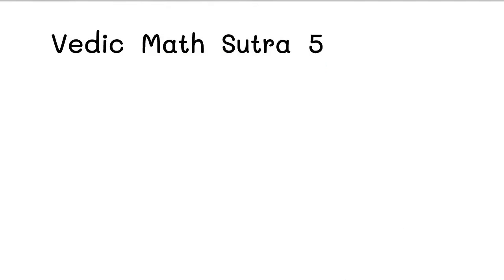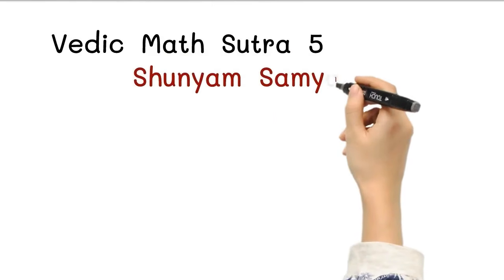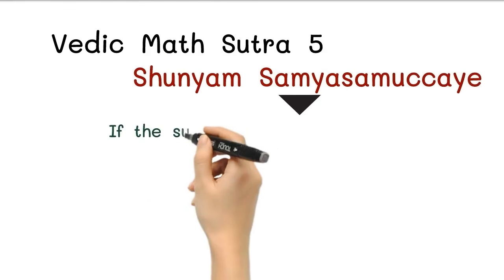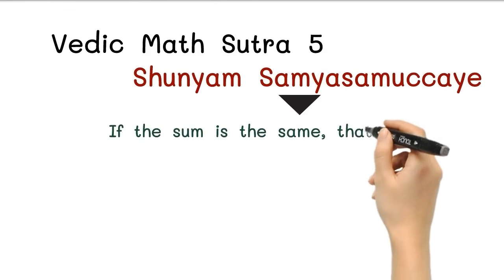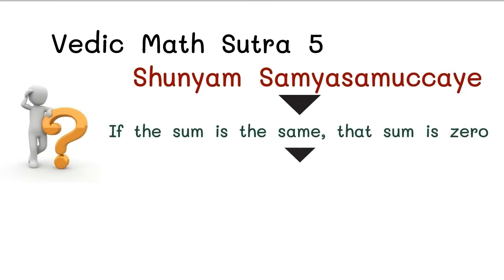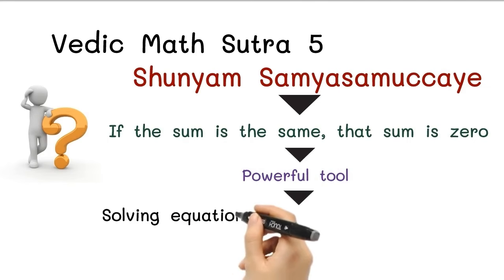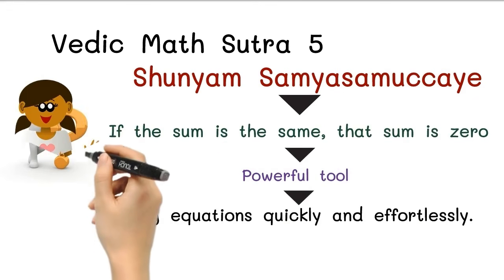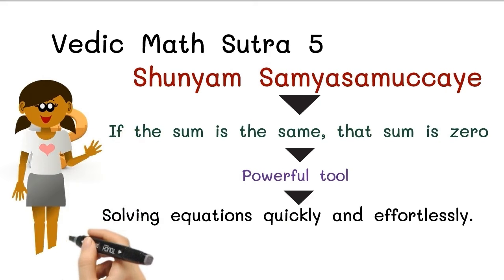Vedic Maths Sutra 5 is known as Shunyam Samya Samuchchaya, which means if the sum is the same, that sum is 0. It sounds intriguing, right? This sutra is a powerful tool for solving equations quickly and effortlessly. Let's break it down and see how it works.